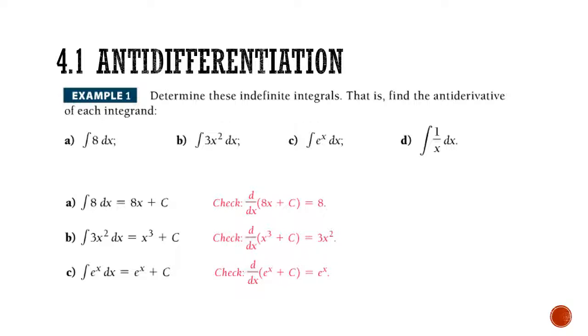And then finally D, what gives you a derivative of 1 over x? Well, that would be the natural log of x. So the derivative of the natural log of x is 1 over x, so we have natural log of x plus c.